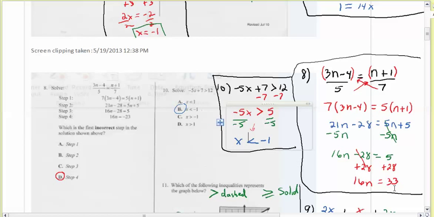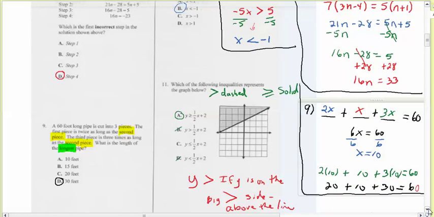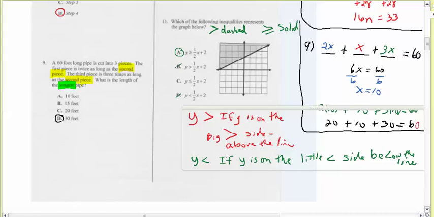Okay, number 11. If there's no line under it, it's dashed. If there's a line under it, solid. So I'm looking for a problem that has a line in it because it's a solid line. So that's where I got rid of the B and the D. And then if the y is on the big side, it's above the line. And if the y is on the little side, it's going to be below the line. So this is shaded above the line, so I'm looking for the y that's on the big side. So here it is. So that's letter A.